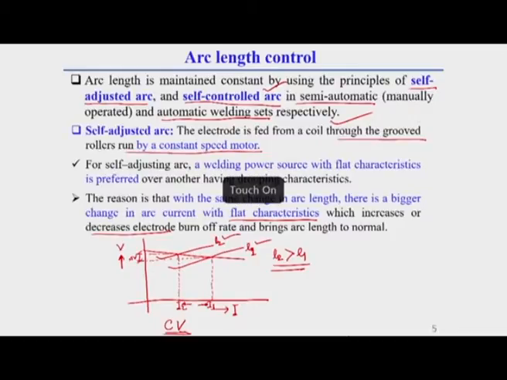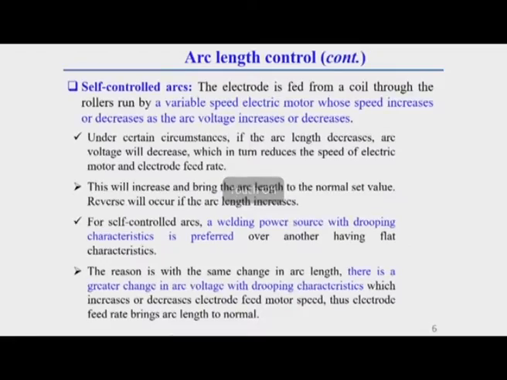Now, in case of self controlled arc, the electrode is fed from a coil through a roller, which is run by variable speed. One thing you should keep in mind: a variable speed electric motor is used, whose speed increases or decreases as the arc voltage increases or decreases. So, this motor speed automatically changes with the increase or decrease of the arc voltage. Keep this in mind.